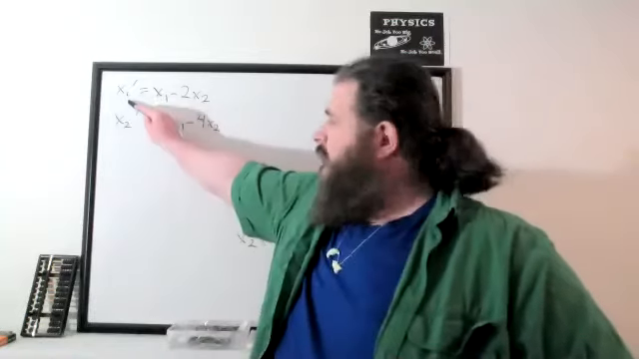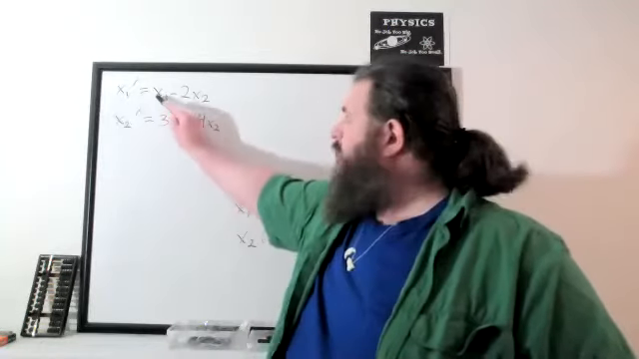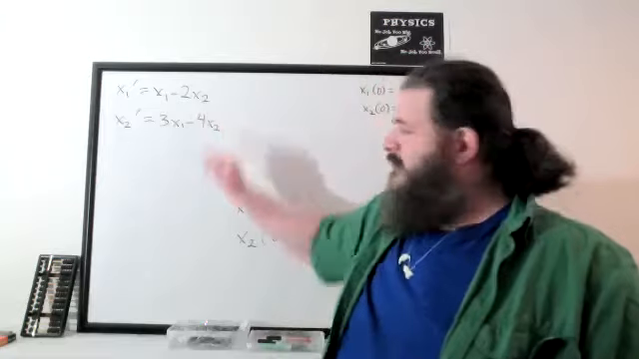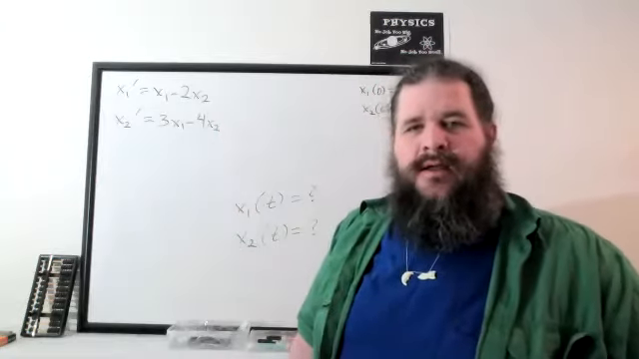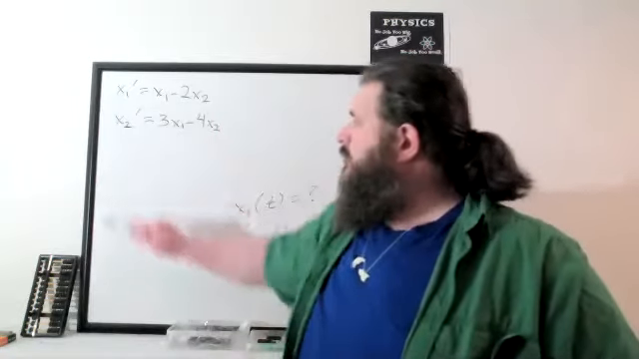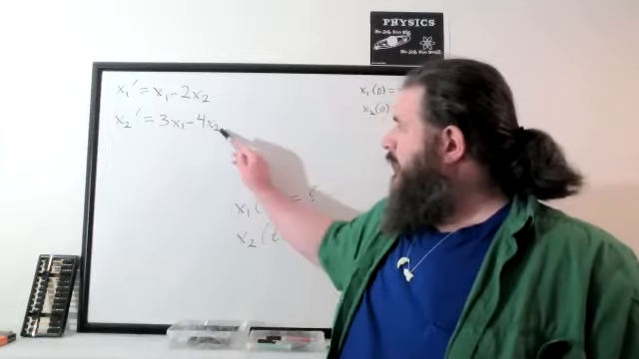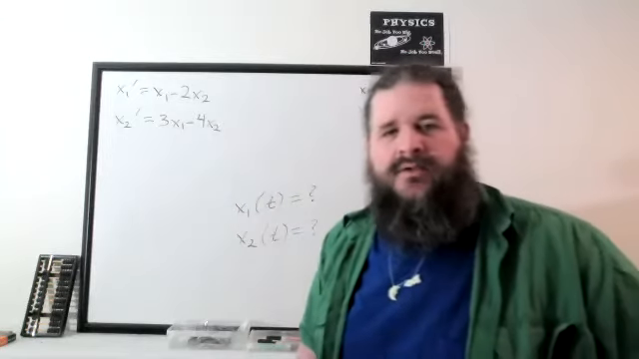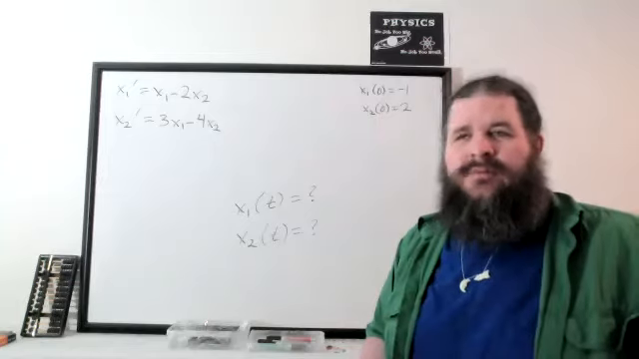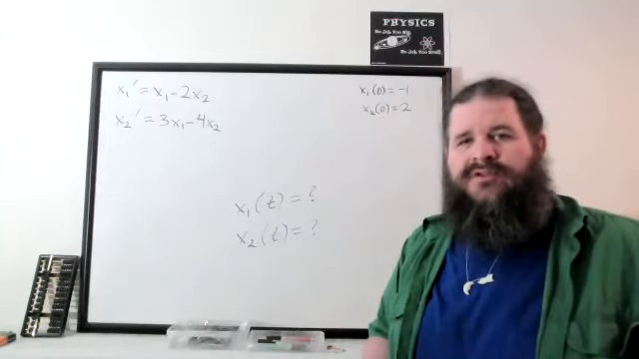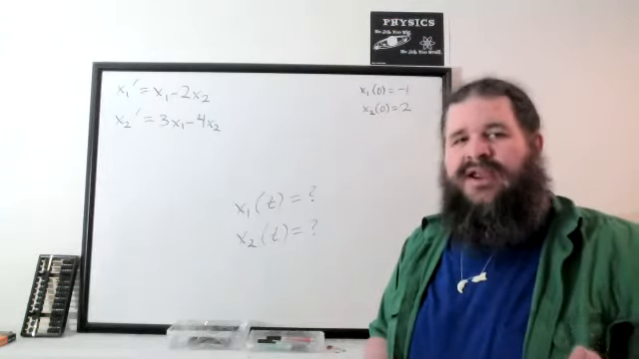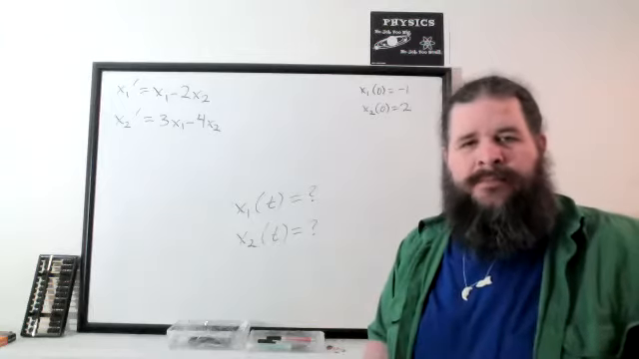So how fast x1 changes as time passes depends on the value of x1 right now and the value of x2 right now. And likewise, the rate of change of x2 also depends on the value of x1 right now and the value of x2 right now. So these are interdependent functions. Each one influences its own rate of change and the rate of change of the other one as well.